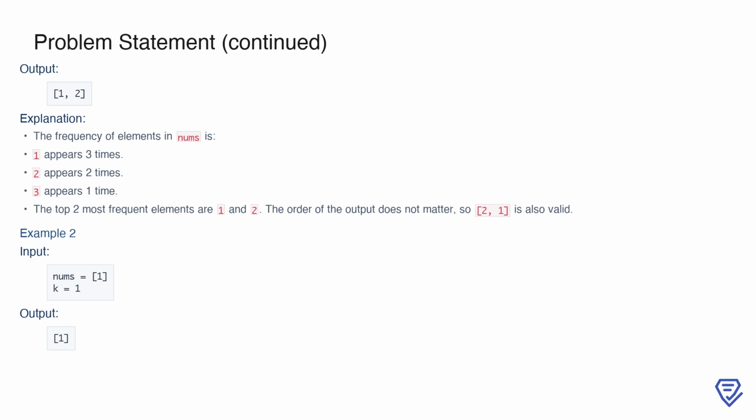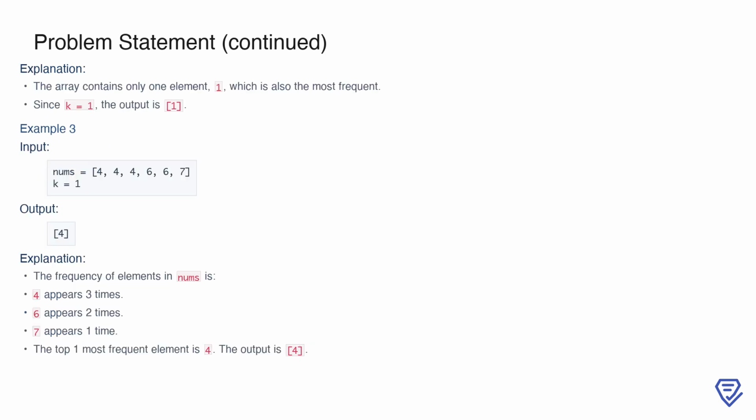Now, consider the second example where nums equals 1 and k equals 1. In this case, the array contains only one element, 1, which is of course the most frequent. Because k equals 1, the output is simply 1. Now let's look at another example.